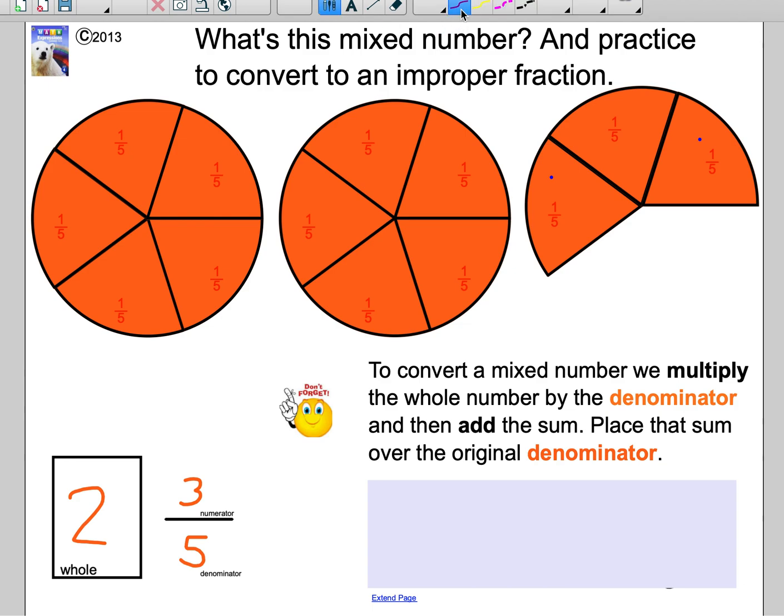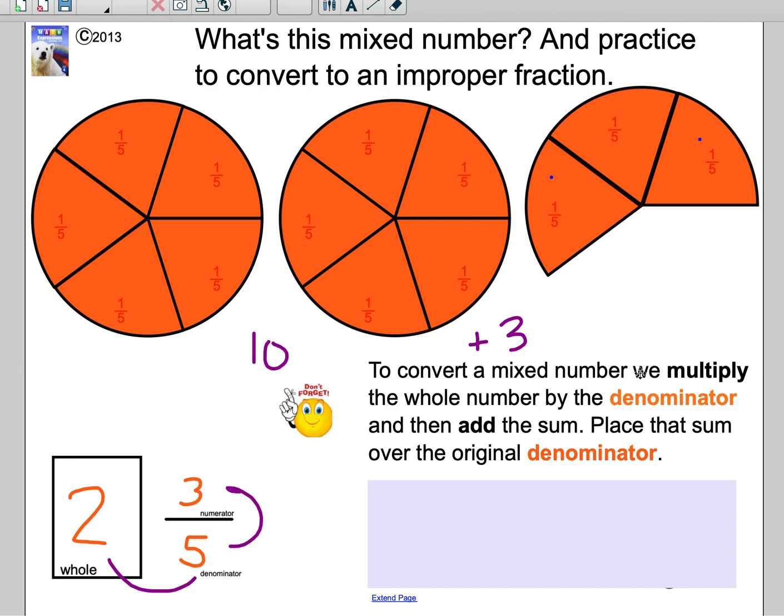So the first thing we do is we take the whole number, this 2, and we're going to multiply it by all these 5 pieces. And when we do that, we get 2 times 5 is 10. Well, we're not done. These right here are 10, but what else do I have? I also have these 3 pieces. So that's why at the end, I actually add my numerator.